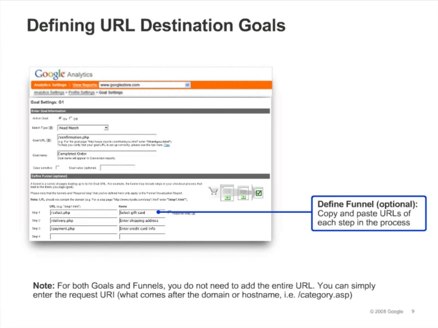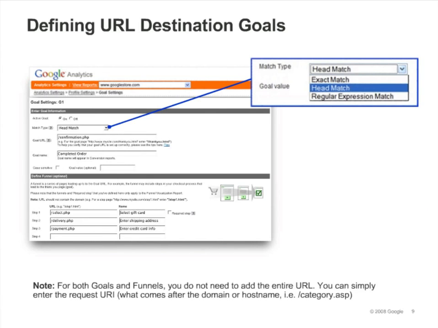Defining a funnel is optional. To define your funnel steps, you add the URLs of the pages leading up to the goal URL. Just as with goals, you don't have to enter the entire URL of a funnel step. Just the request URI is fine. Provide a name for each step in the funnel. Here, we've entered Select Gift Card for Step 1. The names you enter will appear in your reports.